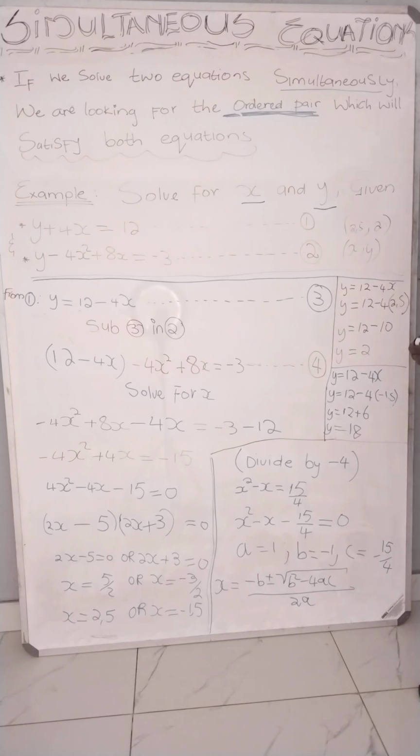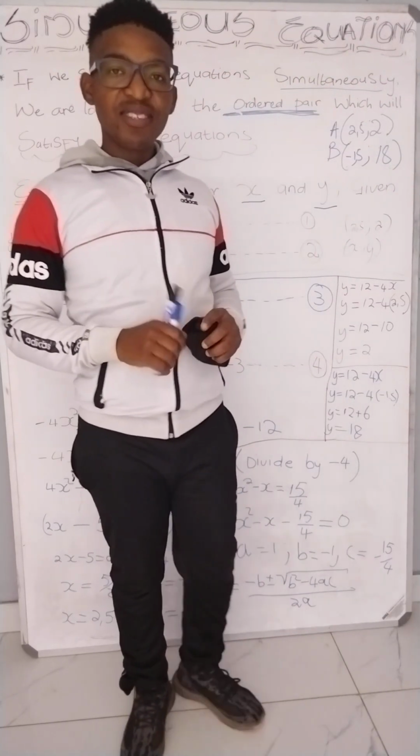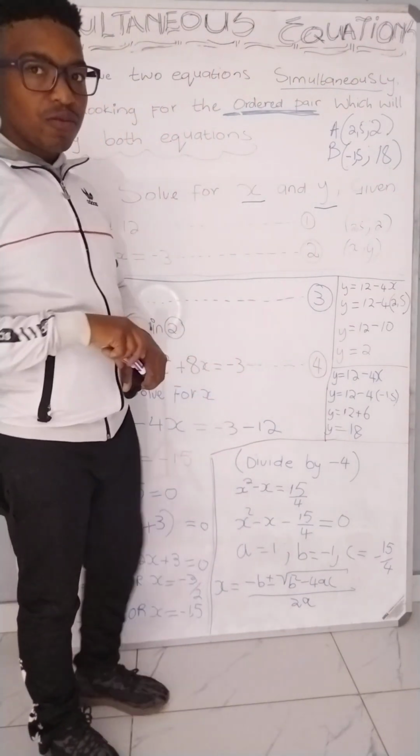And therefore, you're going to write your final answer like that: A, 2.5 is to 2, B, minus 1.5 is to 18. Like that. Simple like that. Okay? So this is how you deal with simultaneous equations. Please don't let it confuse you.